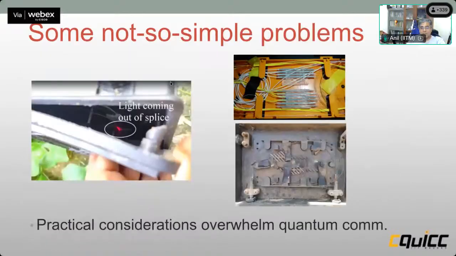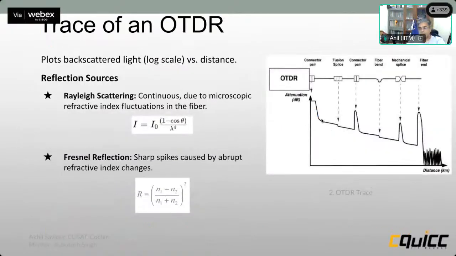And the losses in the fibers are simply this. There's Rayleigh scattering and there's Fresnel refractions. I hope that was reasonably clear.